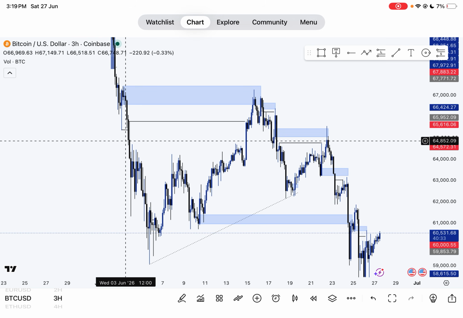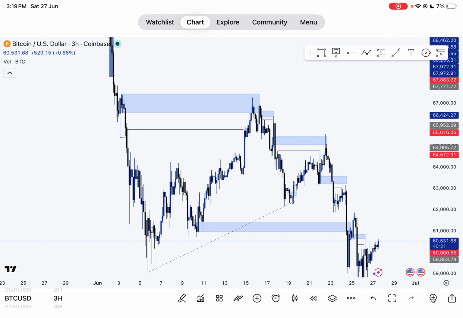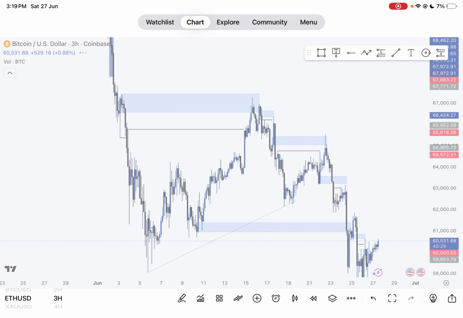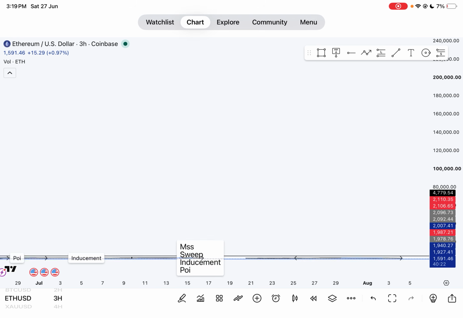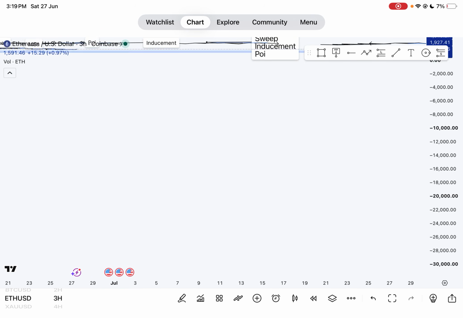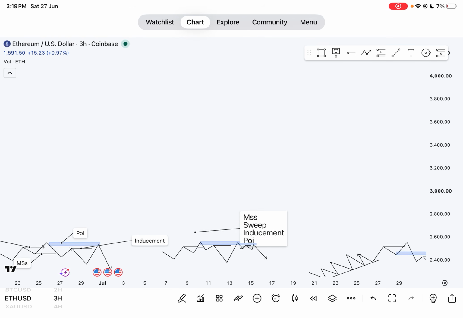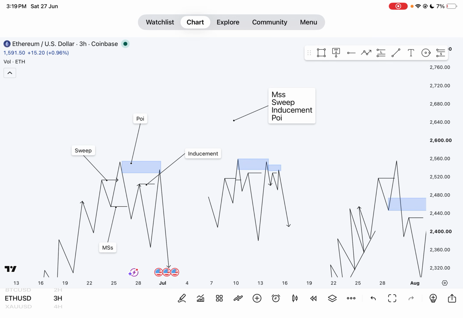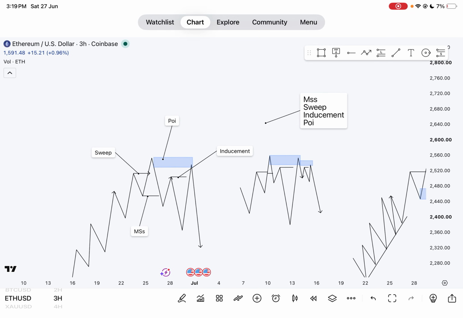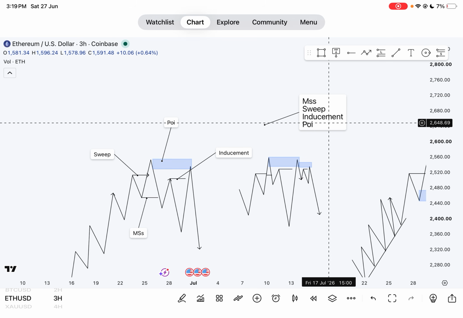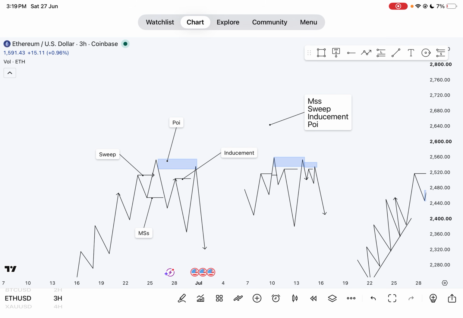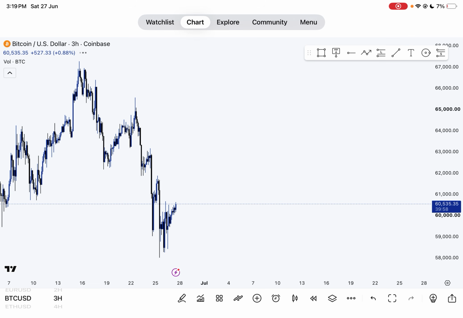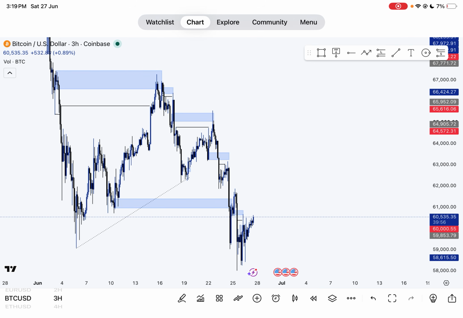So now, as you can see, let's quickly go back to the things I mentioned in the other video. Okay, this is the structure right here. In the last video I explained all these structures, and I said your MSS, your sweep, inducement, and POI, these four things must be present for you to get a reversal pattern. Now let's go back to that BTCUSD chart to see if these four things are present for all these reversal patterns that I caught here.